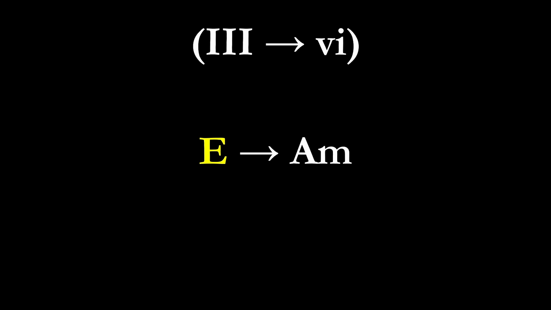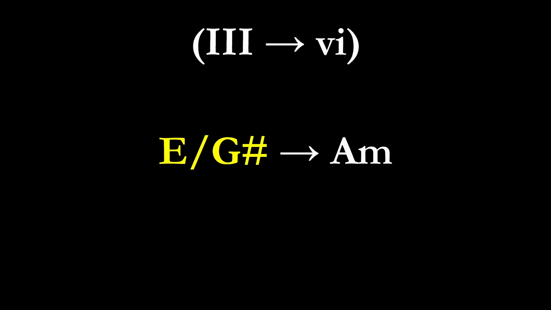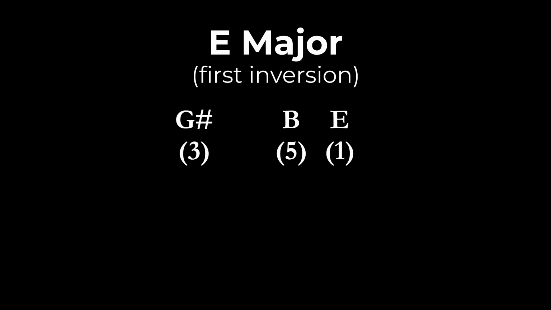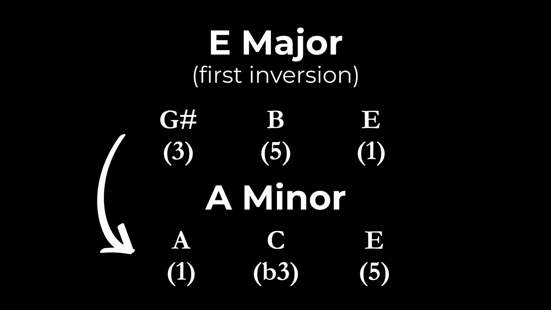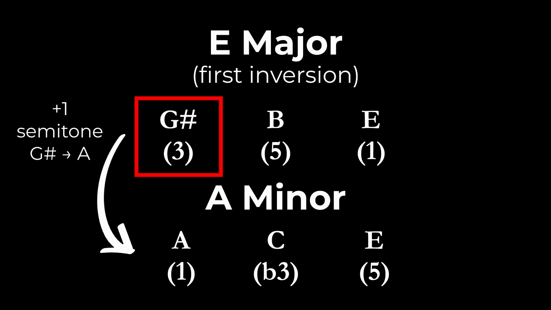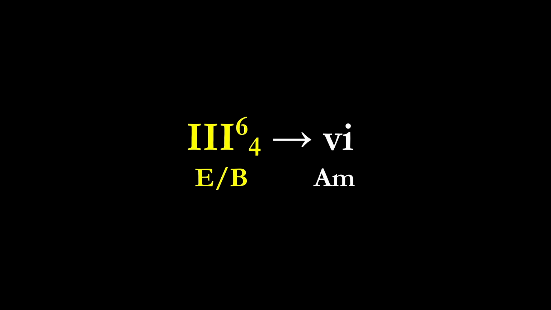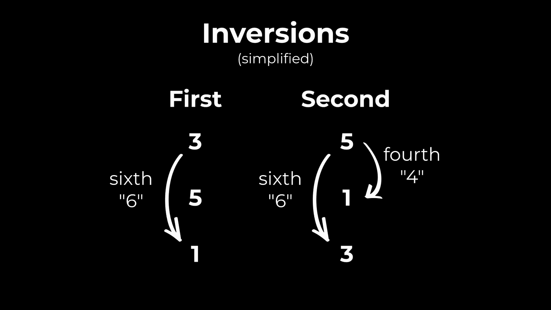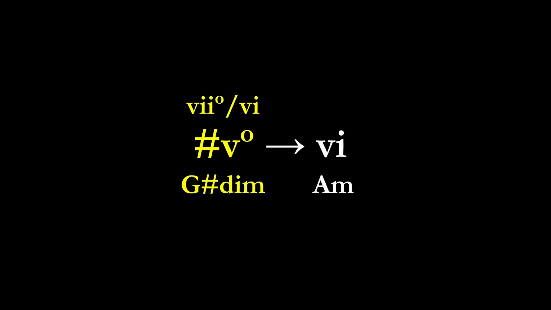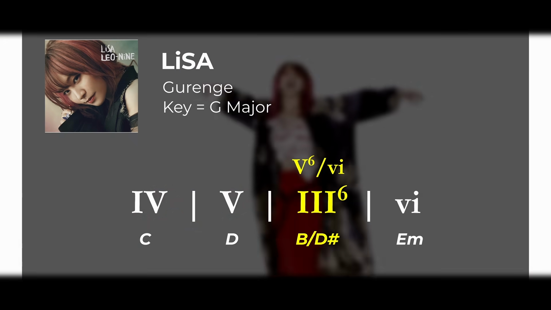Secondary dominants are also often played as a first inversion, meaning the third of the chord becomes the lowest note, which resolves very well up a half step, as this third is the 7th of the target chord. This is usually written with a 6 superscript, while having an extra 4 subscript means second inversion, where the 5th becomes the lowest note. Another way is just to play a diminished chord a half step below our target chord.